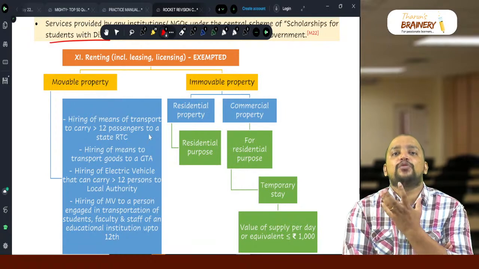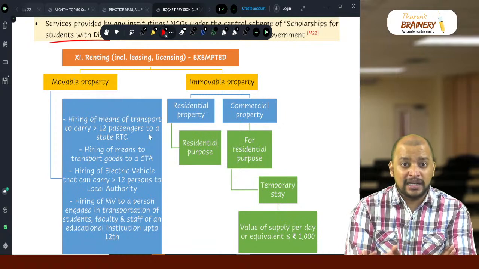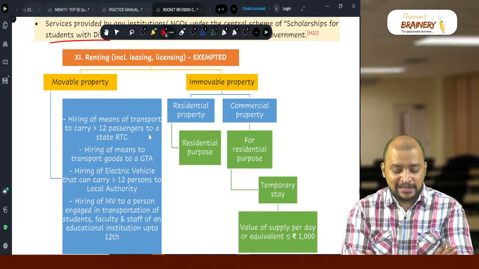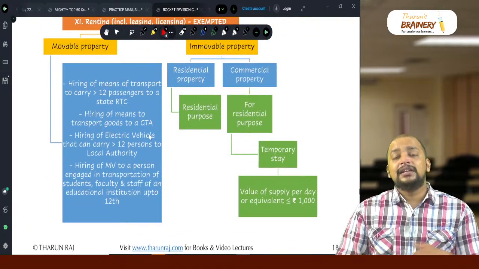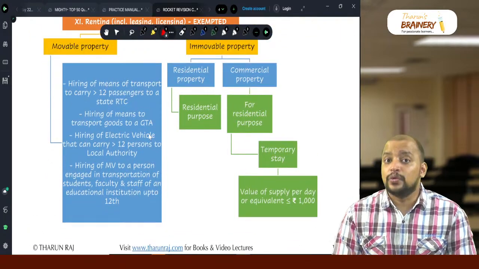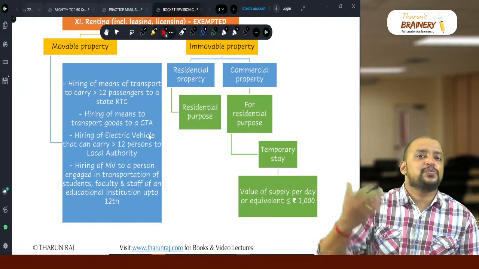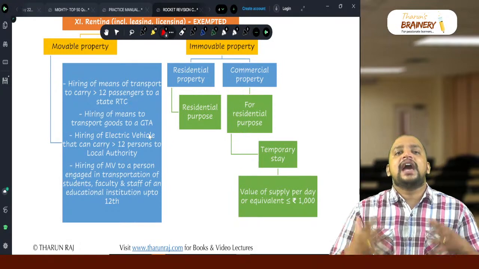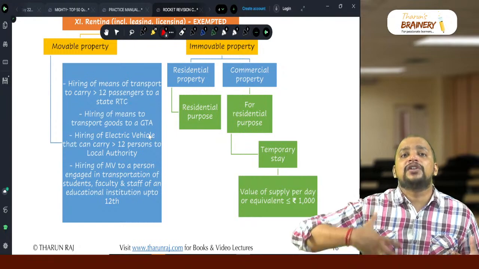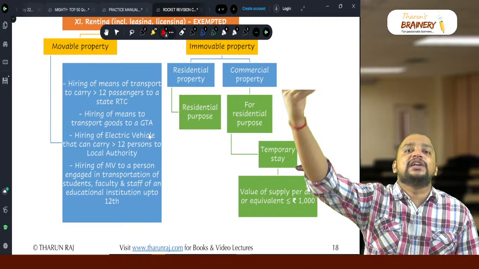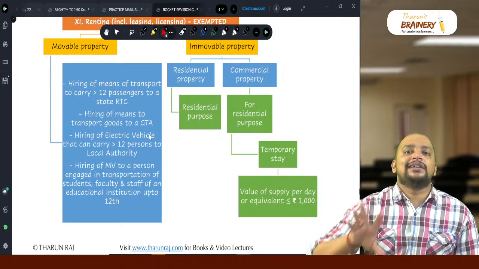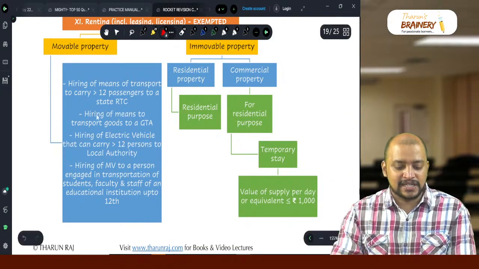Next, I have a motor vehicle which is electric motor vehicle having a capacity more than 12 passengers. So that I am giving to a local authority, that is exempted. Then I have a motor vehicle that can carry goods, that I am giving to a goods transport agency, the rent is exempted. I have a motor vehicle which I am giving on rent to a person who is providing transportation services to category 1 institution. So then that renting is also exempted. That is these 4 points.